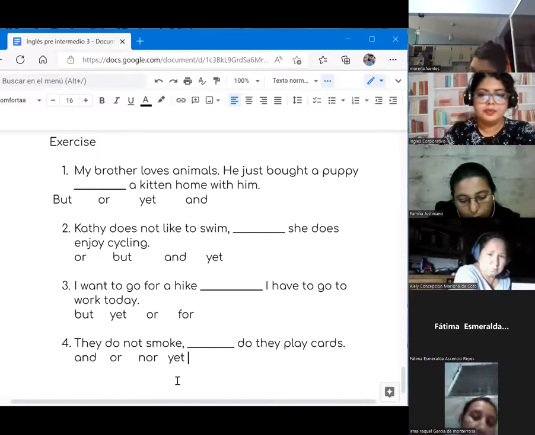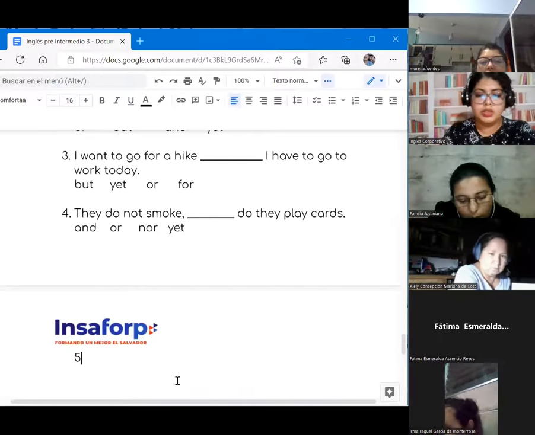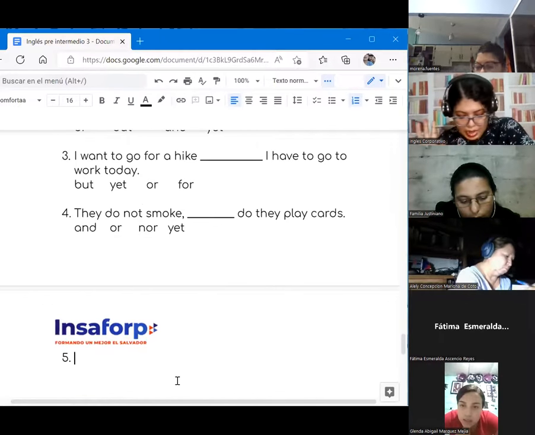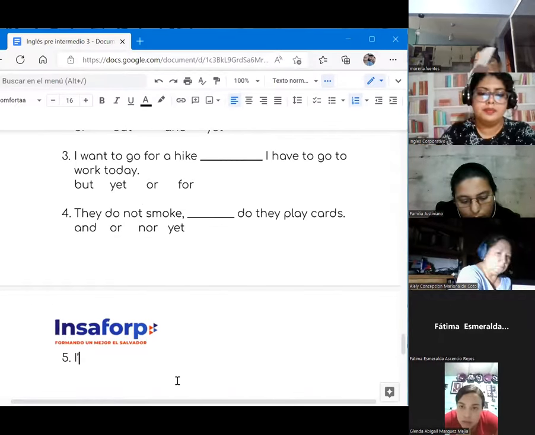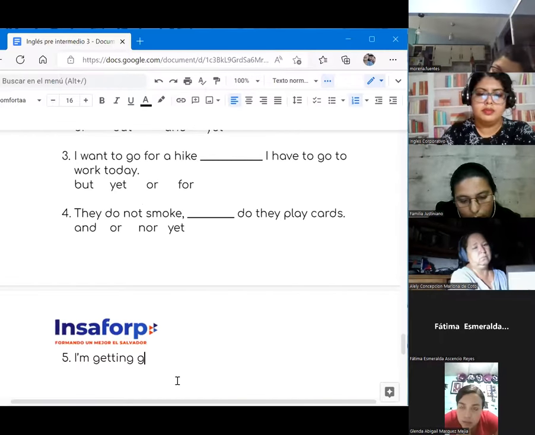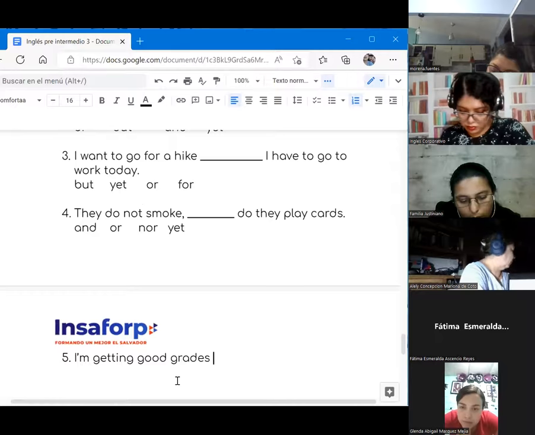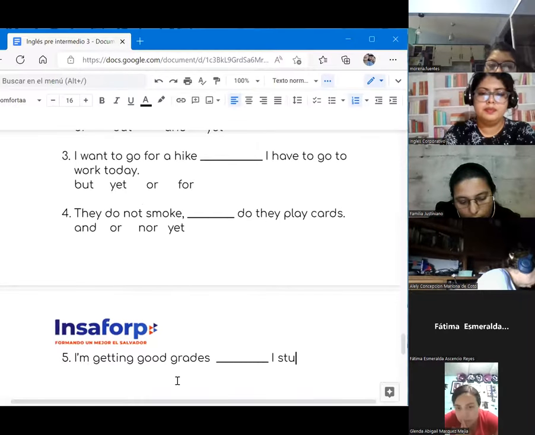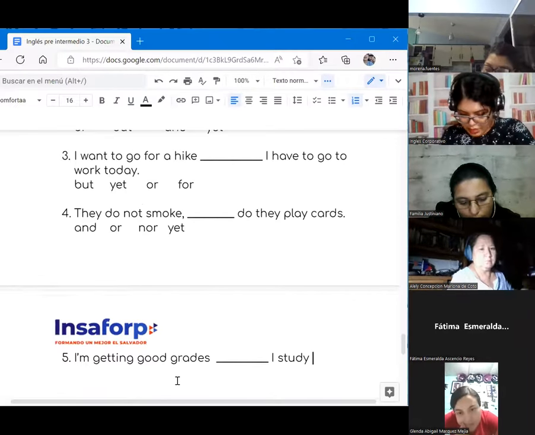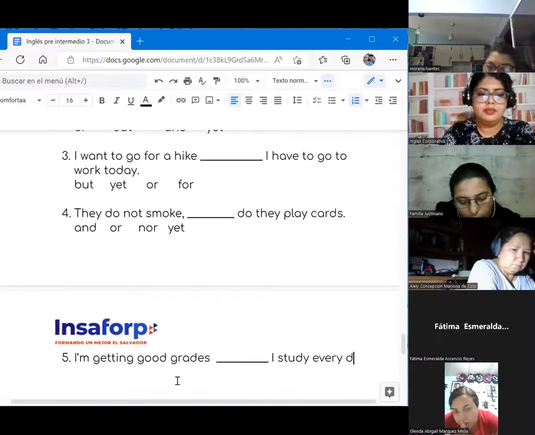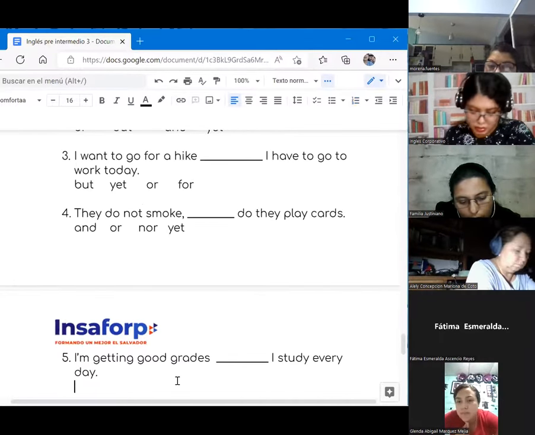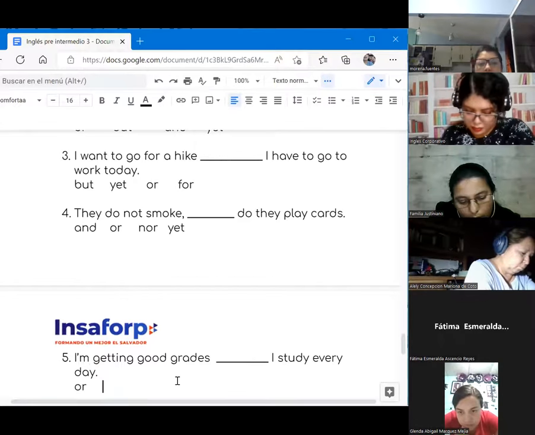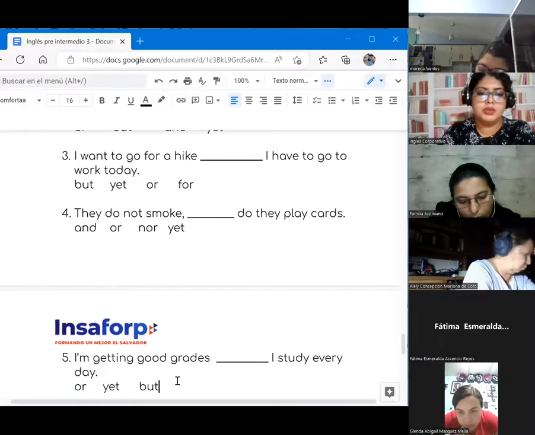And yes, and the last one. I'm going to move this one because I need to show you all the sentences, but give me a second. I'm getting good grades. I study every day. And we have the options: or, yet, but, and, because.